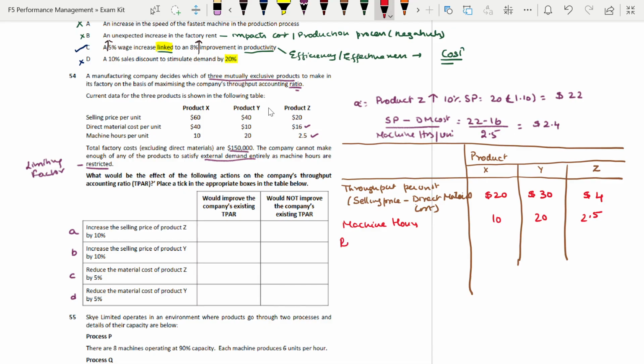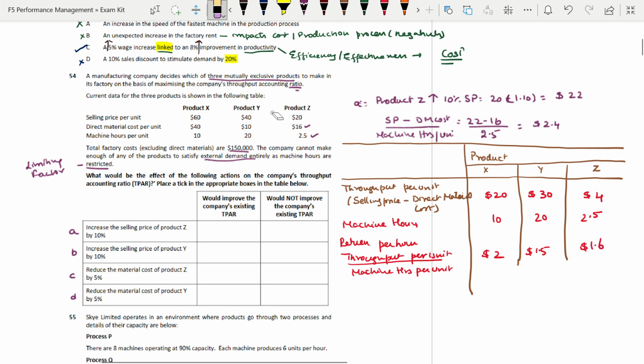Return per hour is nothing but throughput per unit divided by machine hours per unit. 20 by 10 comes to 2. 30 by 20 comes to 1.5. 4 divided by 2.5 comes to 1.6.